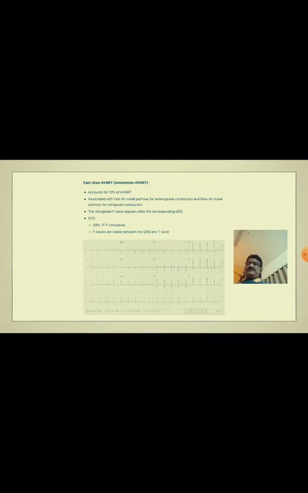If there is a typical one, there should be an atypical one. It makes up to 10% of the cases of AV nodal reentrant tachycardias. It's a fast-slow AV nodal reentrant tachycardia. So how do we differentiate it from the typical variety? You see the P waves in between the QRS and the T waves. It is a retrograde P wave that follows the QRS complex and is before the T wave. So this is a fast-slow AVNRT.